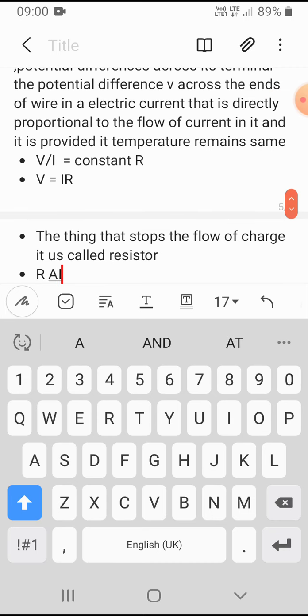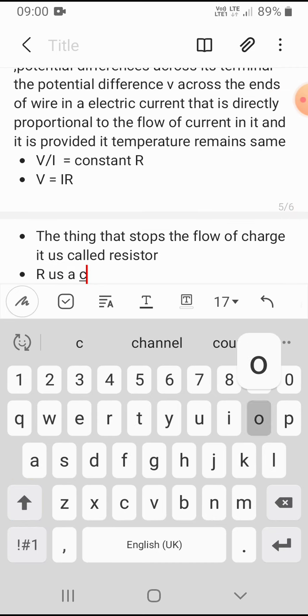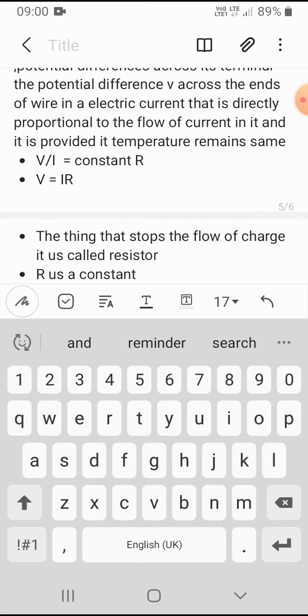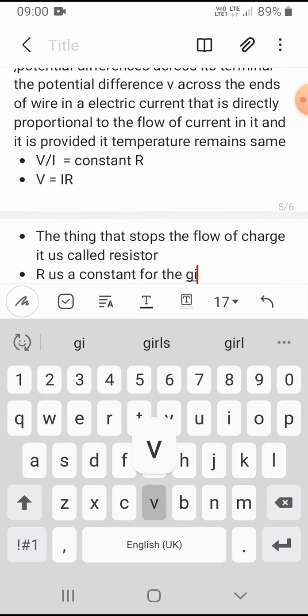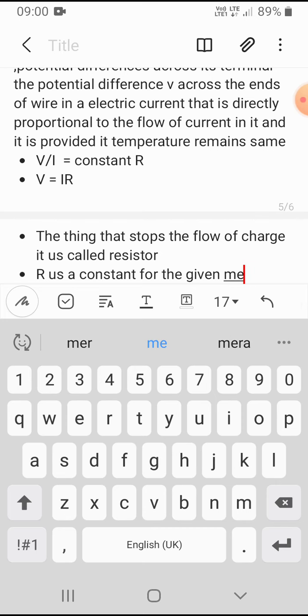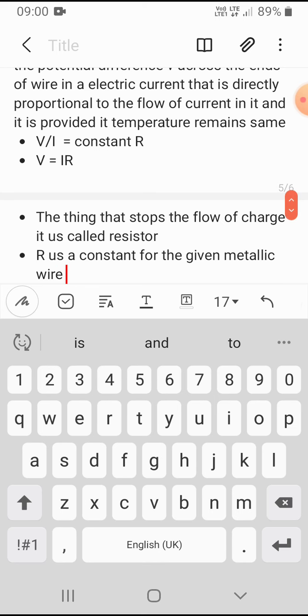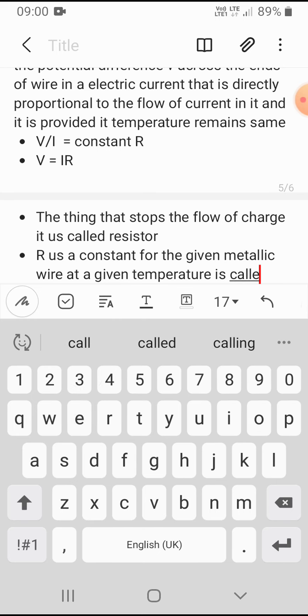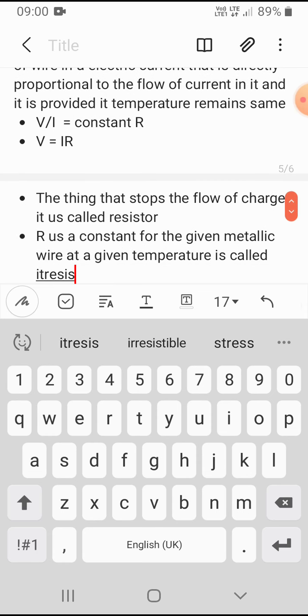As I said, R is a constant for a given metallic wire at a given temperature. So for a metallic wire at a given temperature, if the constant is fixed, then we can call it resistance.